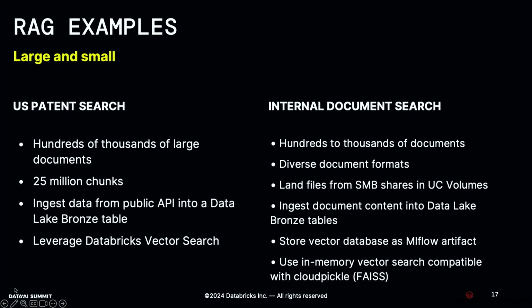So some examples of use cases which we implemented. US patent search. So we ingested a year's worth of patents and patent applications from the public USPTO API. This resulted in over 25 million embedded chunks. And of course, Databricks vector search was critical for being able to search this amount of data. The other use cases have less data, so it's internal proprietary Corning documents, but they come in a variety of formats: Word documents, PDF files, PowerPoint presentations. So it's an interesting use case to be able to extract information and index from those documents.